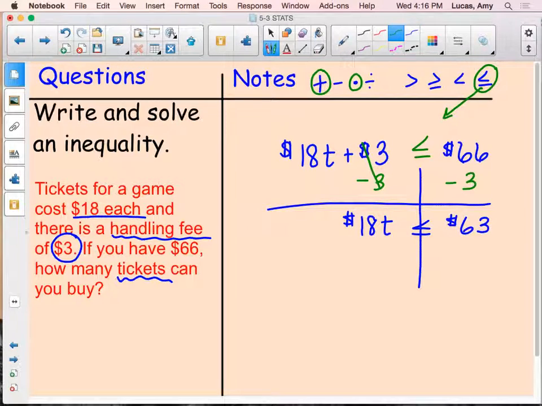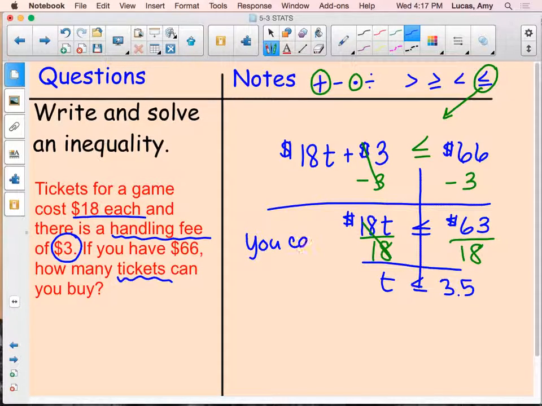And then I would need to divide by the 18 per ticket cost. And you might be thinking this isn't going to divide evenly, and you're correct on that. So if I divide 63 by 18, I get 3.5. Well, here's the deal. You can't really buy half of a ticket to a game. So if you have $66, how many tickets can you buy?